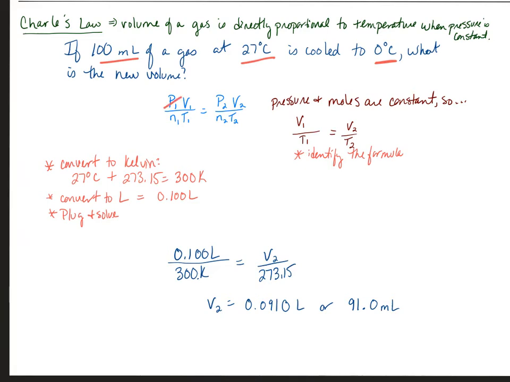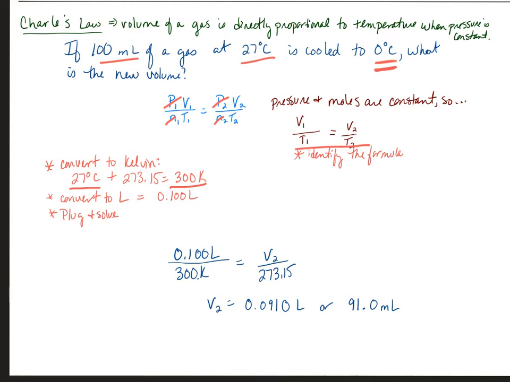So we can take P1 and P2 and cancel them out. And we can take N1 and N2 and cancel them out. And then we just get our equation. So this is what we're going to use: V1 over T1 equals V2 over T2. But again, we have to convert from Celsius to Kelvin. So we add 27 degrees to 273.15 and we get 300. Now, 0 degrees Celsius, we should also convert to Kelvin, but that's 0 plus 273.15, so I think we can do that, right?